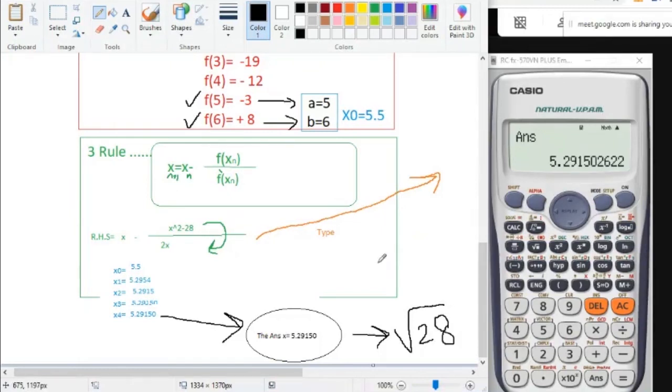Because he said compute the root. Correct. Okay, that means if I square this number, it should give me 28. Look, I will square the answer on the calculator. Look what will happen.